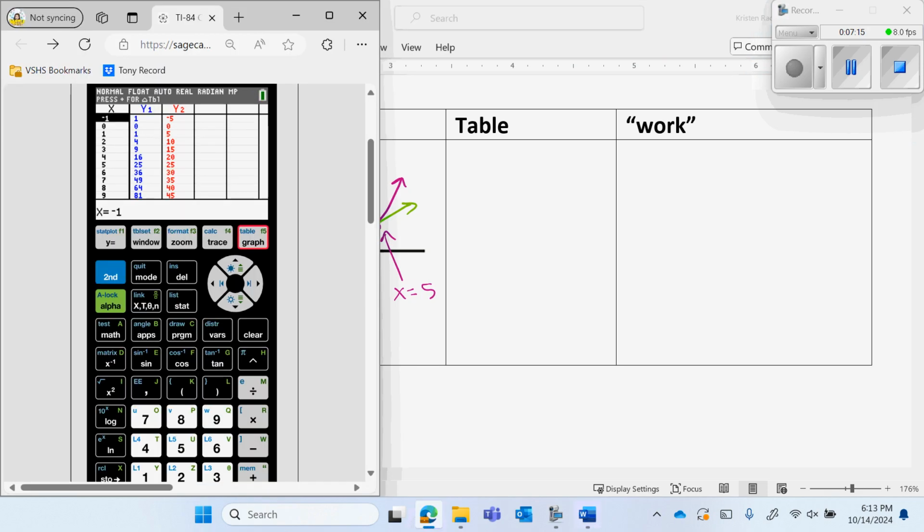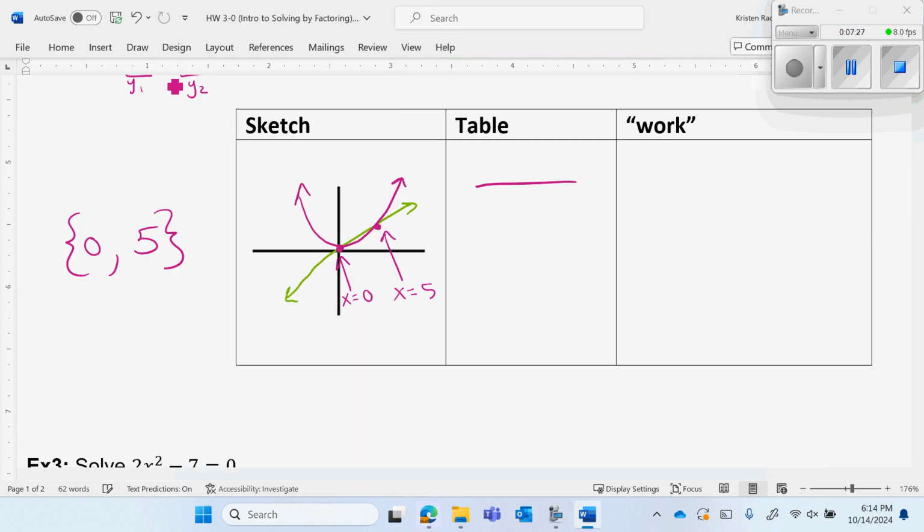In our table, as you go to 0, our y values are the same. Perfect. And then if you go to 5, your y values are still the same. So on the table, our y values match, meaning that it is the answer.